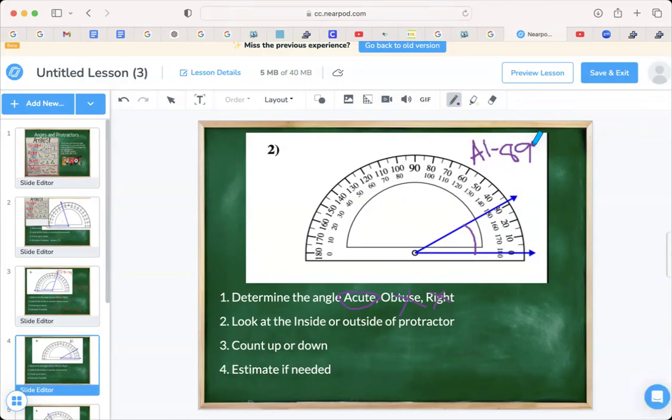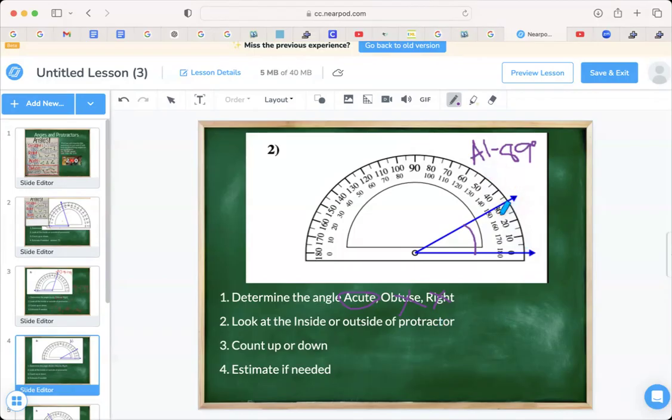All right. So the next thing I have to do, Ashton, is see if I'm looking on the inside or the outside. It's an acute angle. So can it be 150, 160, 170 degrees? No, acute angles are from 1 to 89 degrees. So it has to be these degrees, 80, 70, 60, 50, 20, 10. Now I have to see if I'm counting up or counting down. Do I count from 0 to 90 or 90 to 0? We count from 0 to 90.